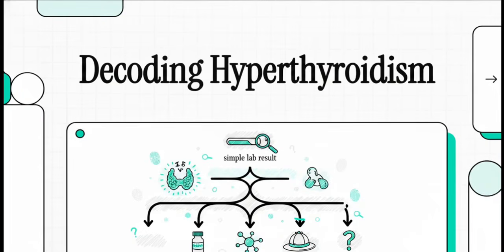Welcome to this explainer. Today, we're putting on our detective hats and cracking a highly specific medical case, diagnosing and classifying hyperthyroidism. We're going to look at how doctors take a simple lab result and work their way through a branching tree of clues to find the exact culprit causing a patient's illness. It's a fascinating process of elimination, and by the end of our time today, you're going to understand exactly how this medical detective work gets done.